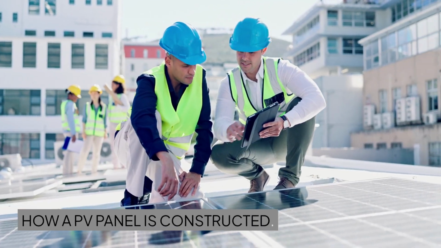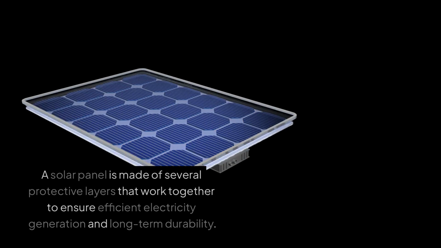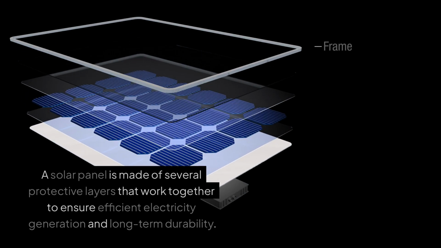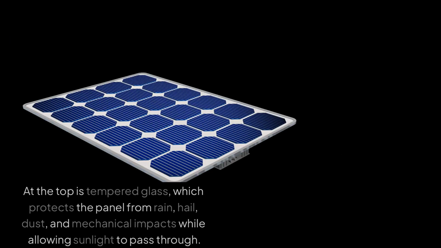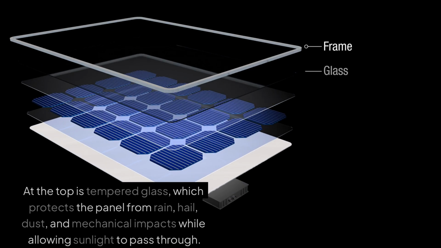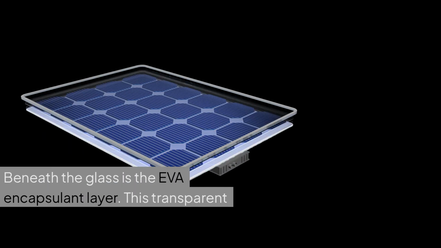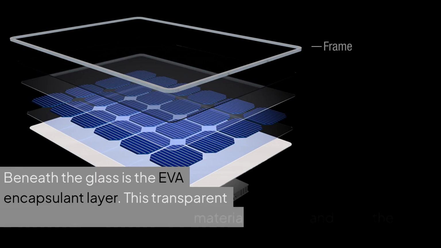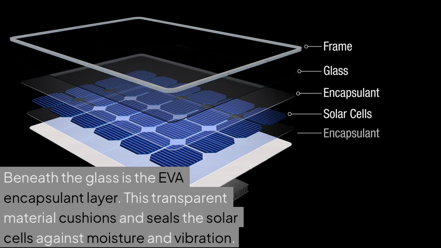How a PV panel is constructed. A solar panel is made of several protective layers that work together to ensure efficient electricity generation and long-term durability. At the top is tempered glass, which protects the panel from rain, hail, dust, and mechanical impacts while allowing sunlight to pass through. Beneath the glass is the EVA encapsulant layer. This transparent material cushions and seals the solar cells against moisture and vibration.